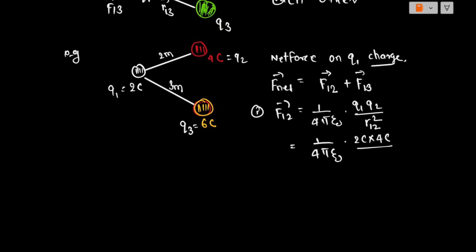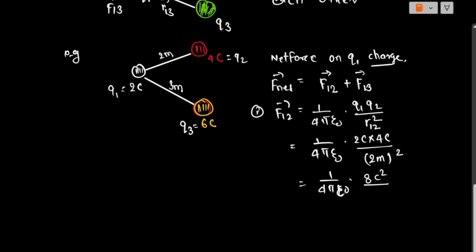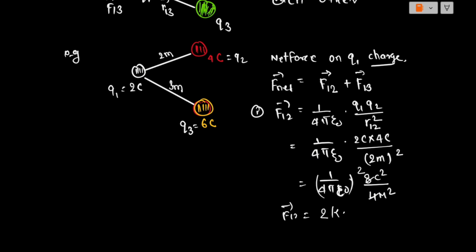So this is 2 meter, so the 2 meter squared, right? If we solve this one, 1 by 4 pi epsilon naught, and 2 into 4 would be 8 coulomb squared over 4 meter squared. So 4 is divided by 2, and now we can write force F12 as 1 by 4 pi epsilon naught, k, right? Which is basically 2k Newton.